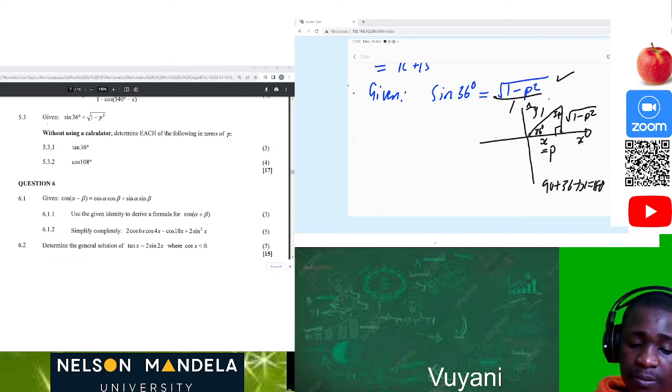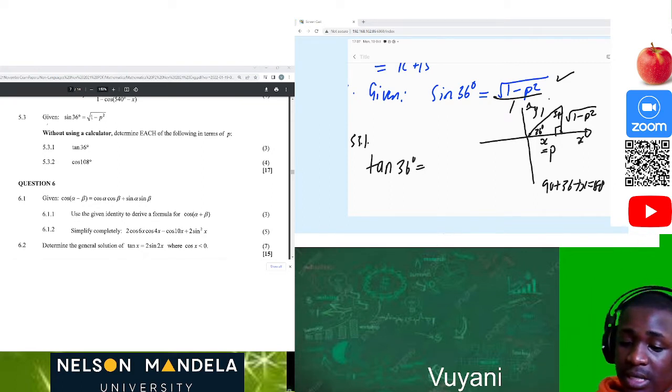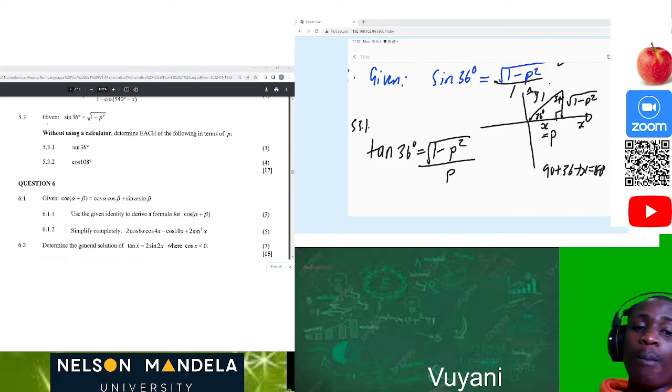The first question, 5.3.1, they want tan 36 degrees. We know tan is equal to opposite over adjacent. So our opposite side is the square root of 1 minus p squared, over p, because we have calculated the value of x and it's p. Then you get your 3 full marks.